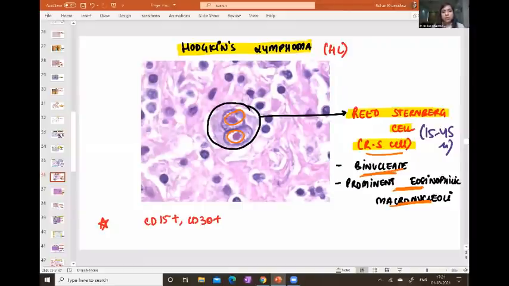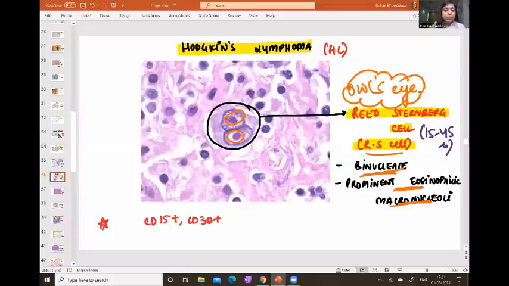That's a Reed-Sternberg cell. So many times what the examiner has done in a clinicopathologic MCQ, maybe a 40-year-old woman with lymphadenopathy, and the peripheral smear, the bone marrow, the lymph node biopsy has been given to you. What is the most likely diagnosis, right? So this image has been asked a lot of times. That's a Reed-Sternberg cell. Because if you look very carefully, this looks like an owl's eye, that is why this is called an owl's eye appearance, right?